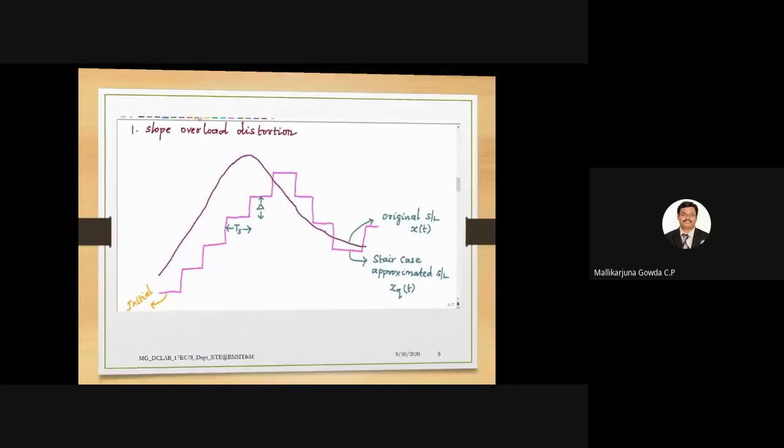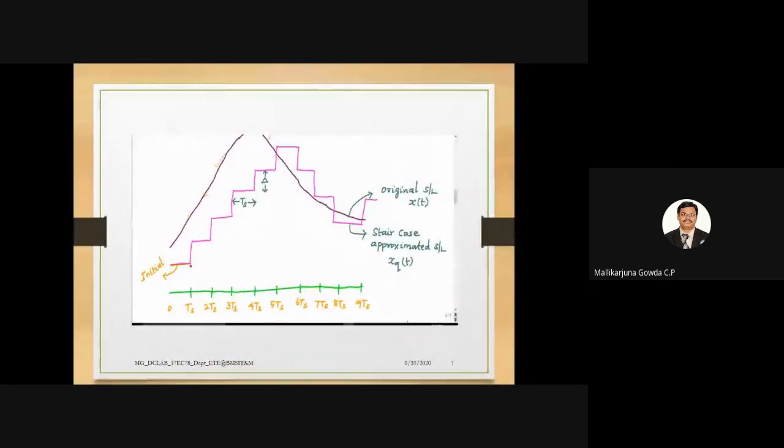Clear, no? Shall I go to the next slide? Yeah, it is still a better picture that is given. Okay. I struggled to write the sampling duration 0, Ts, 2Ts, 3Ts and all. It is nicely written. Just try to understand. Okay. Is it fine?